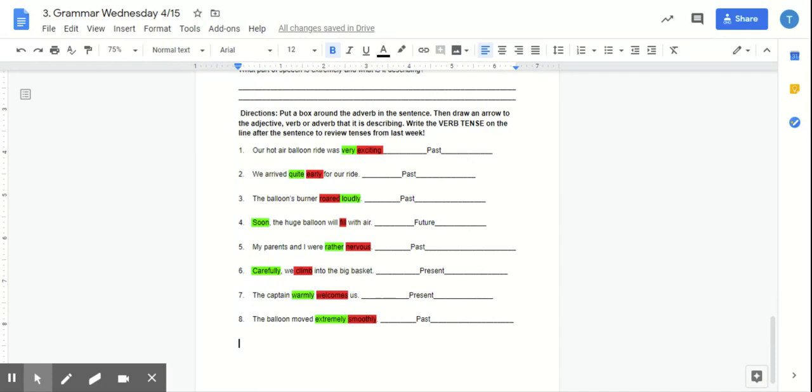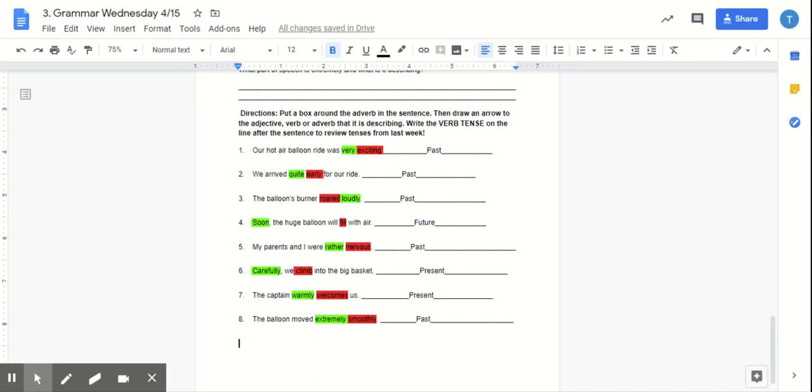Exactly, because it is telling us how early you're arriving for a ride. So this is the reason why this is going to be the adverb in green, and then early is describing how early you're arriving. So this is, or have arrived, so this is past tense.